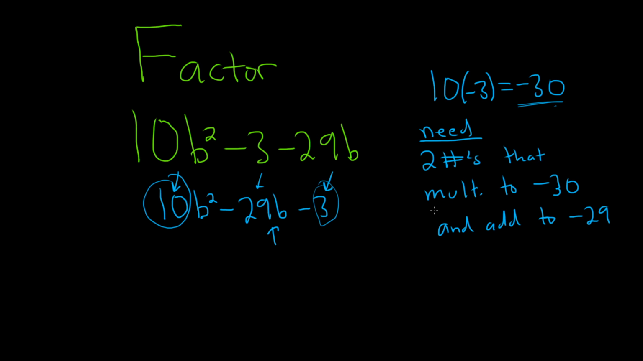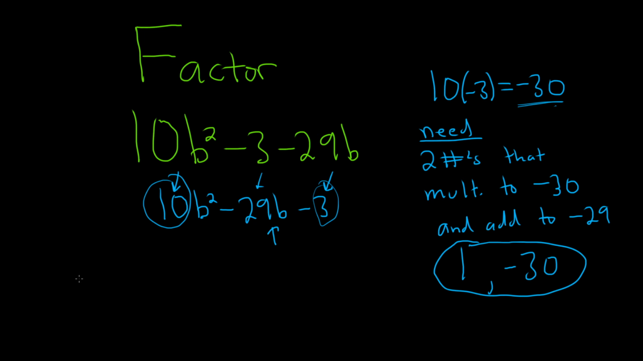That's kind of weird. So I'm thinking 1 and 30. And I guess the 30 would have to be negative because if we add these, we want to get negative 29. So boom, these would be our numbers. 1 times negative 30 is negative 30. 1 plus negative 30 is negative 29.